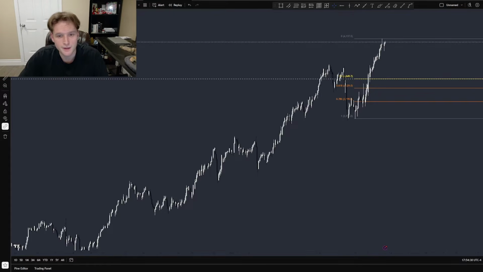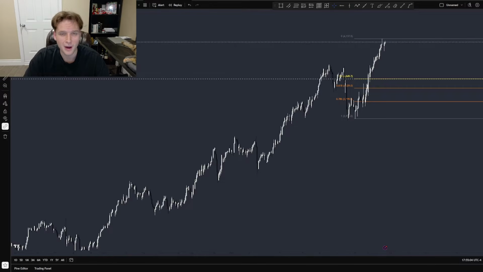So let's break down what I mean by premium and discount. Imagine you're shopping. Something is worth $100. Anything above that is premium, you're overpaying for it. Anything below that is discount, you're getting it cheaper. The market works the exact same way. When you take your fib tool and you measure a move from a swing low to a swing high, that 50% line becomes your fair value. Above it is premium, and below it is discount.